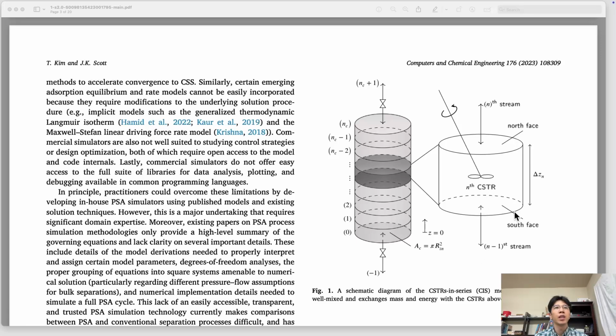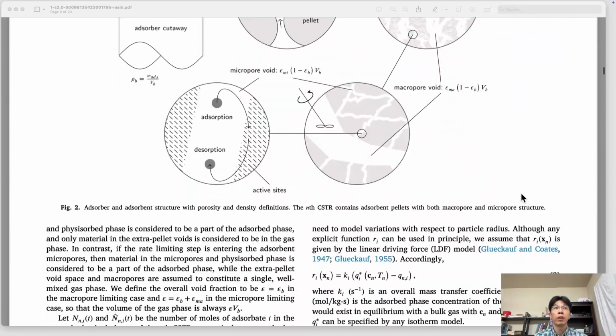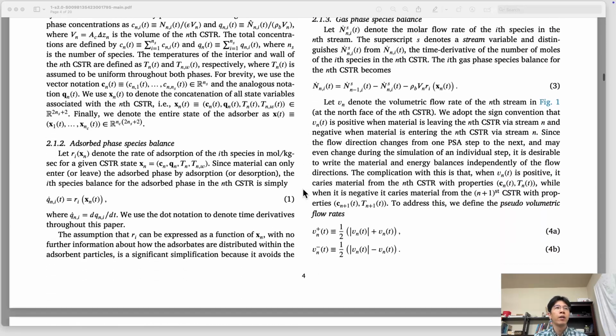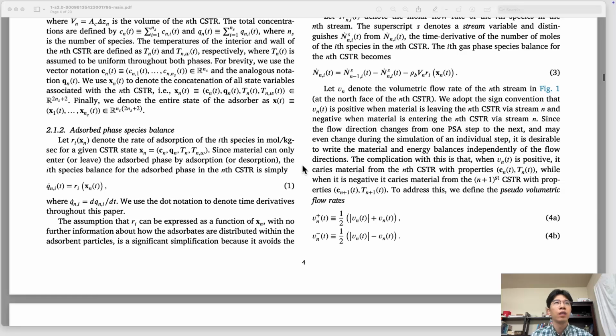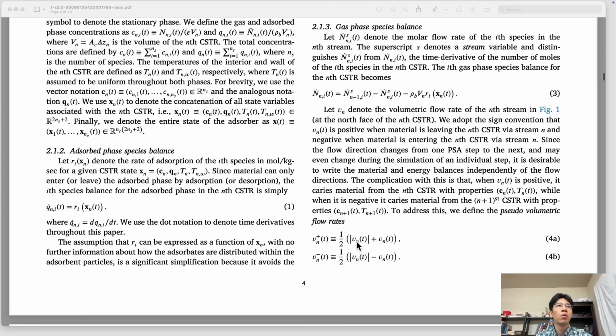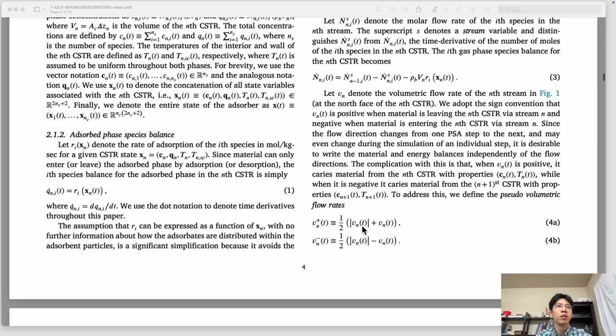Also, the flow can come into the n-th CSTR from the bottom, or it can leave the n-th CSTR from the bottom, right? So there's directionality that's really important to account for in our model, because flow direction can change, depending on the pressure difference or whichever condition is happening inside the column. To account for this, we define the so-called pseudo volumetric flow rate. This is nice because we are able to always use this volumetric flow rate regardless of which direction the flow is.